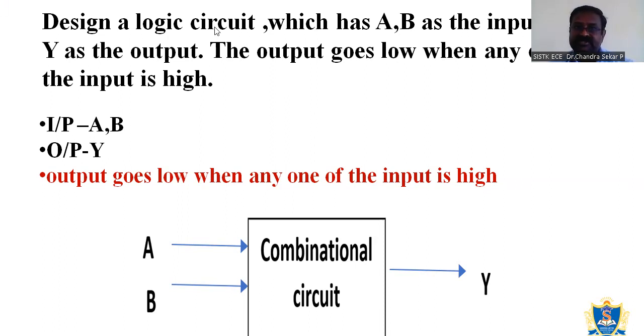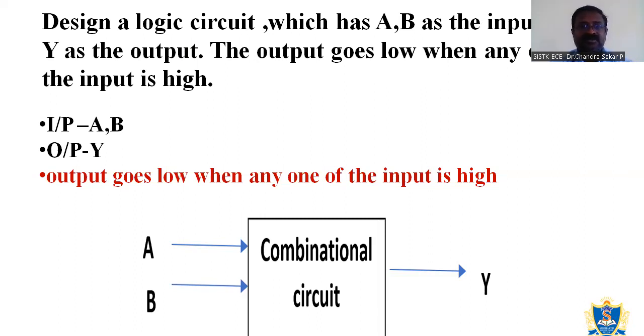Here, design a logic circuit which has A and B as the inputs and Y as the output. That means the problem statement given here has two inputs, A and B, and only one output, Y. Next, the output goes low. Here the output is going low.